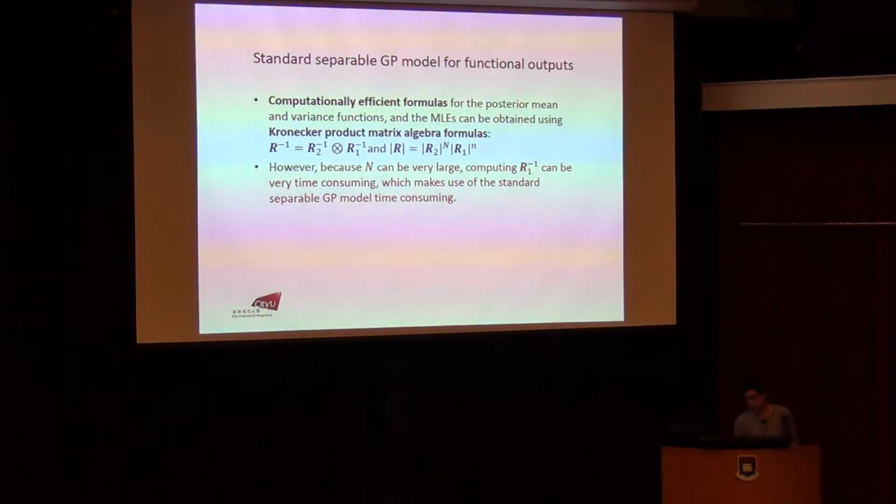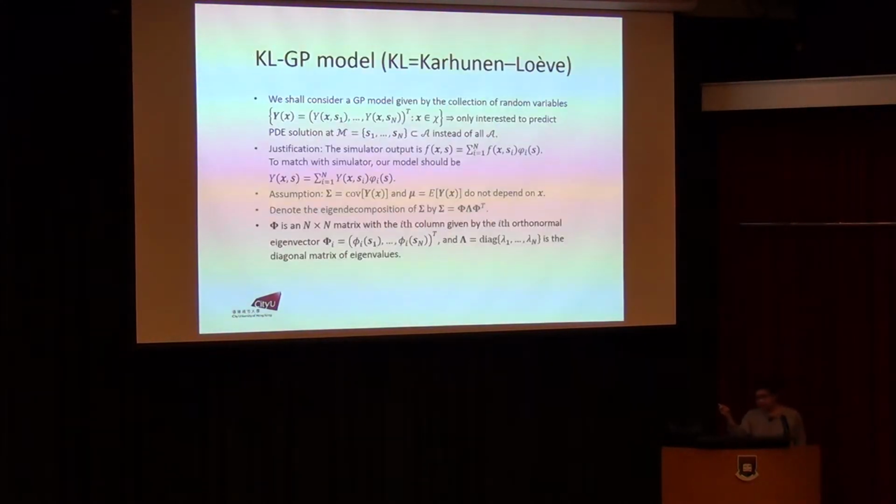So we can use computationally efficient formulas, based on Kronecker product matrix algebra, to fit this GP model. But in finite element simulation, the number of nodes, capital N here, can be very large, so the inversion of this R1 correlation matrix, which is capital N by capital N in size, can be very time consuming, especially if you use a correlation function that doesn't taper off to zero, so the matrix will be full. It is very difficult to use this GP model.